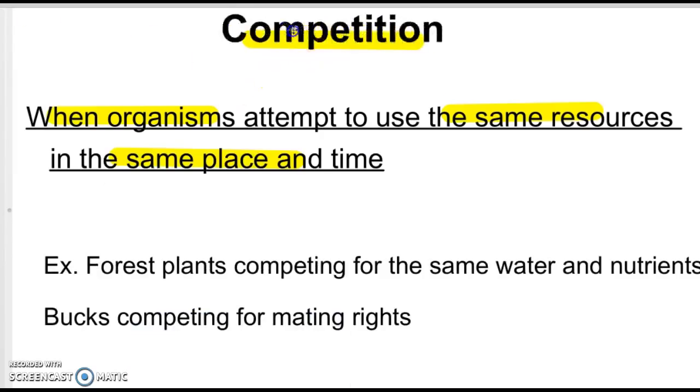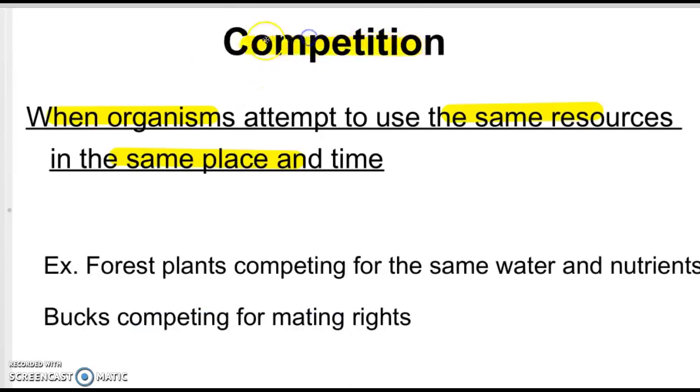All right, so competition. Competition is when organisms need to attempt to get resources, and they need to compete for those resources in the same place at the same time. An example would be forest plants competing for the same amount of water and the same amount of light that they are getting.